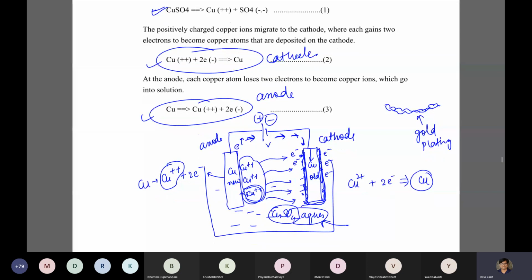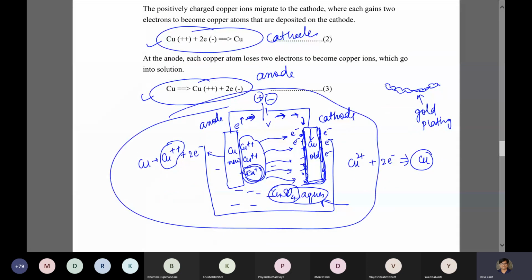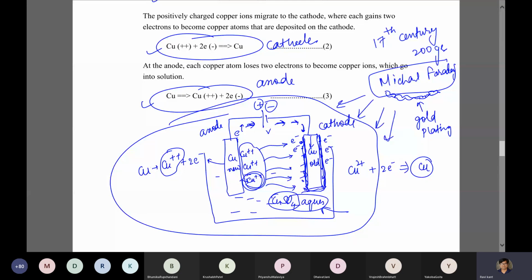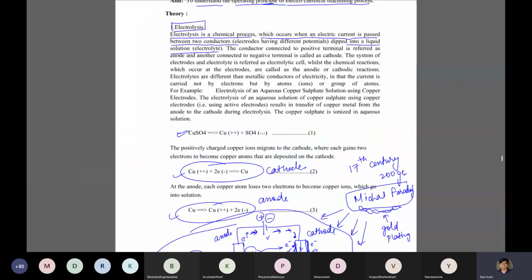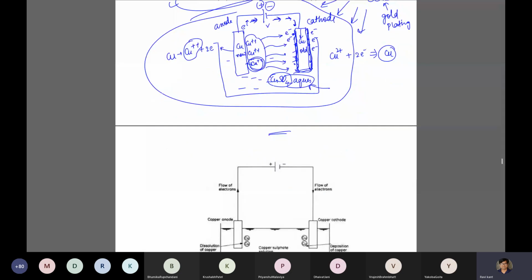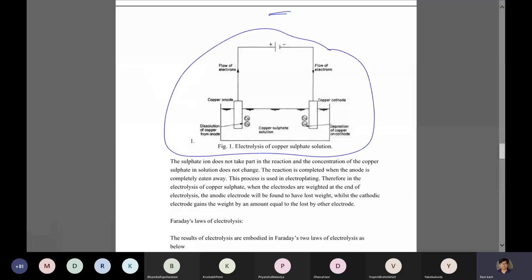This particular experiment was done at the start of the 19th century, so it's long back, about 200 years from now. Michael Faraday first saw this kind of phenomenon, and from then things got started. We are now using this electrolytic process very widely in our machining processes.